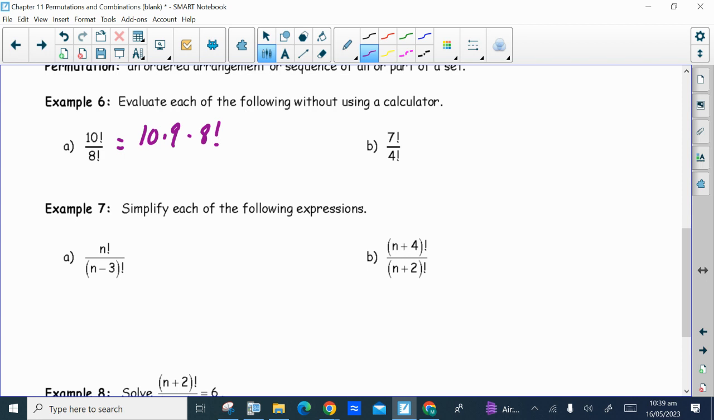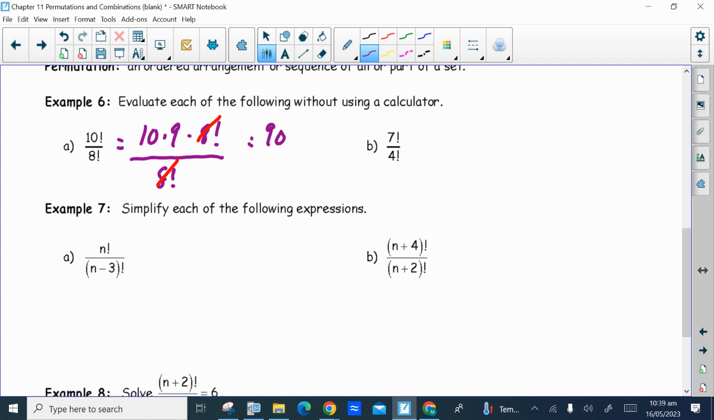The last factor always has a factorial on the end. And the reason I stop there is because that's what the denominator is. The denominator is 8 factorial. Because the top is in factored form, I can cancel. I can divide top and bottom by a common factor, which would be 8 factorial. They cancel, and you're left with 10 times 9, which is 90.